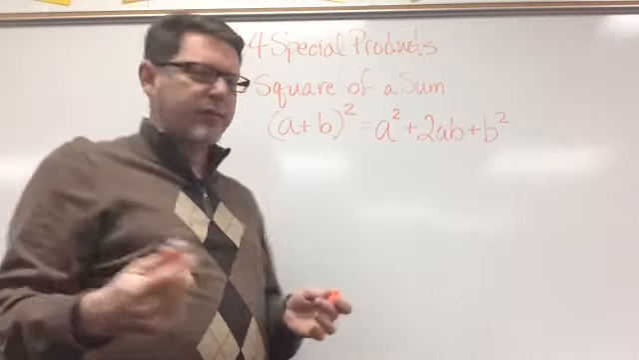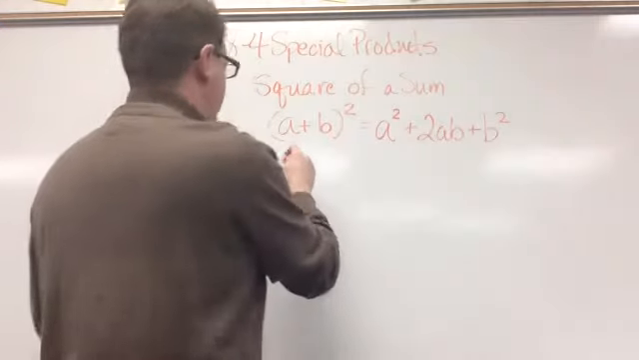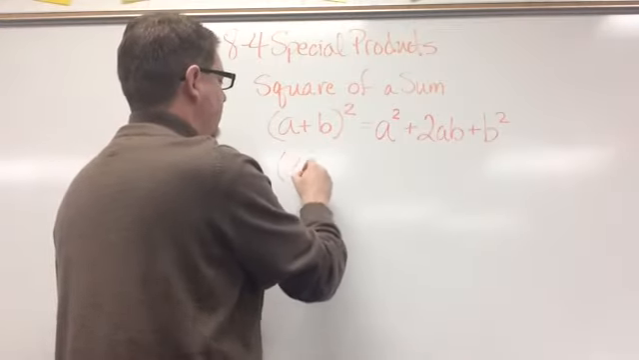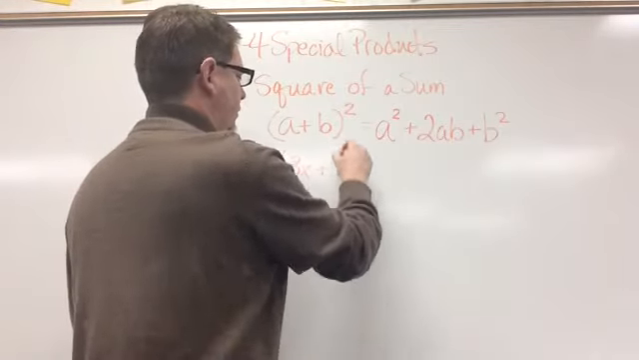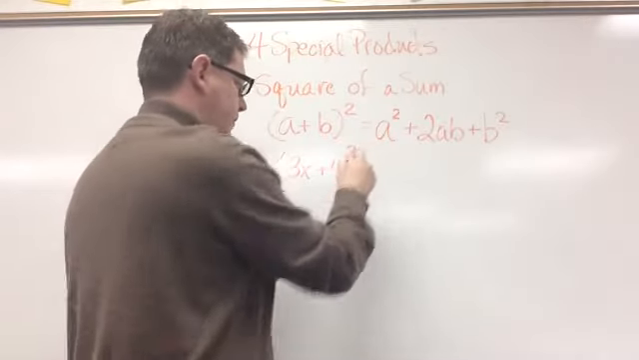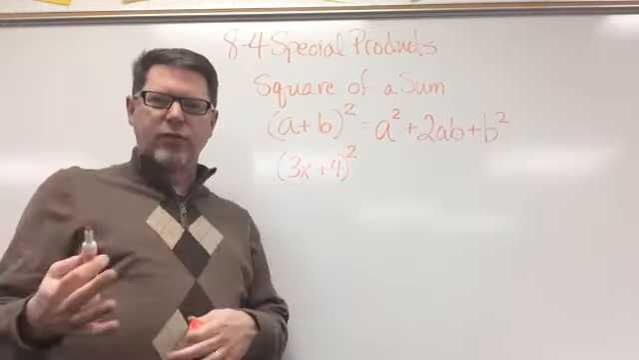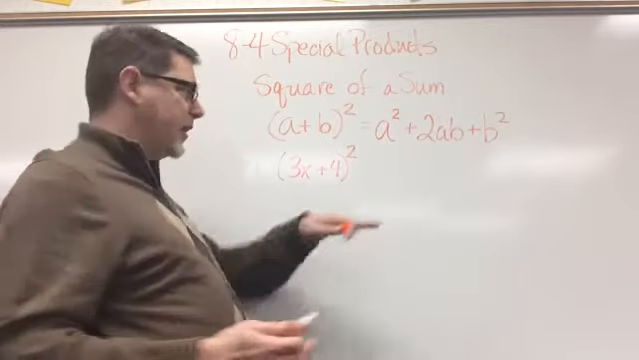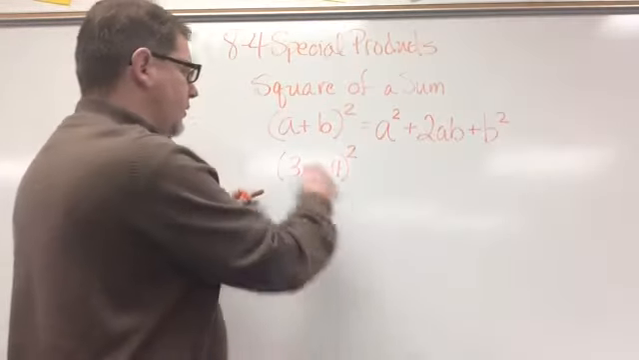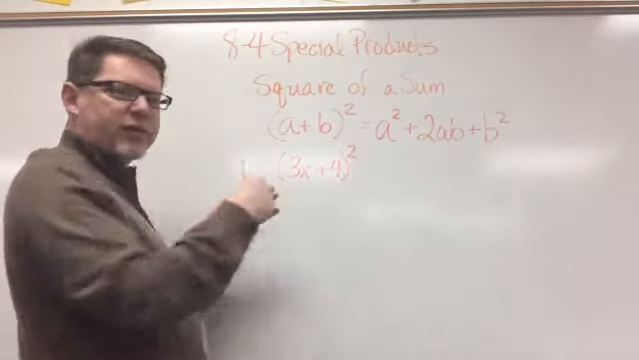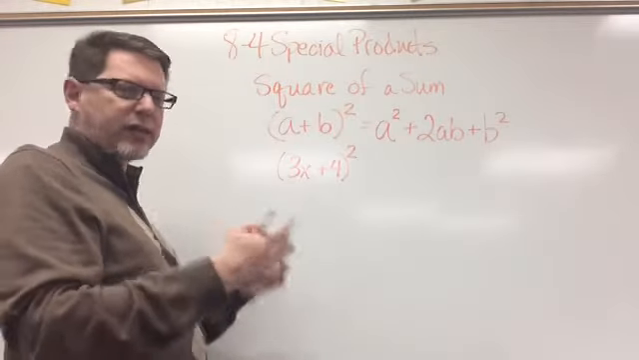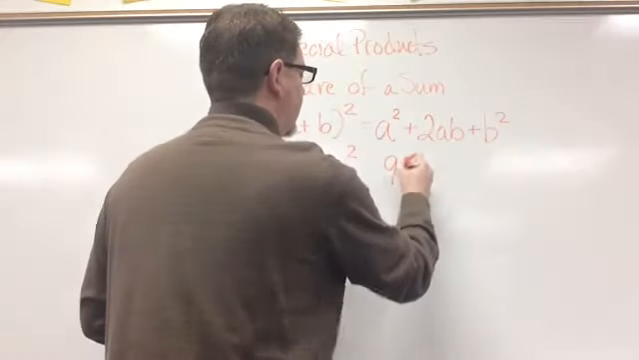Now let's look at a real example using numbers. So let's try this with 3x plus 4 squared. Now once again, I could write it out as 3x plus 4 times 3x plus 4, and I could use FOIL, but I'm going to show you the shortcut way. So the first thing I have to do is take this first term 3x and square it. So what is 3x times 3x? And that is 9x squared.